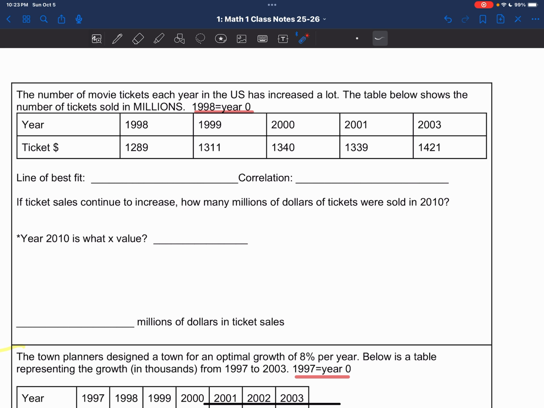So for the trick, it says number of movie tickets has increased. Table shows a number of tickets sold in millions. But this part right here is very important. So if you notice, 1998 is year 0. So when you cross this out, we're no longer saying that's 1998. We're saying this is the starting point, that's year 0. So 99 is 1 year since. And this is 2 years since 1998. 3 years, now watch it, 2003 is 5 years from 1998. So don't just start counting, make sure you know how many years since.